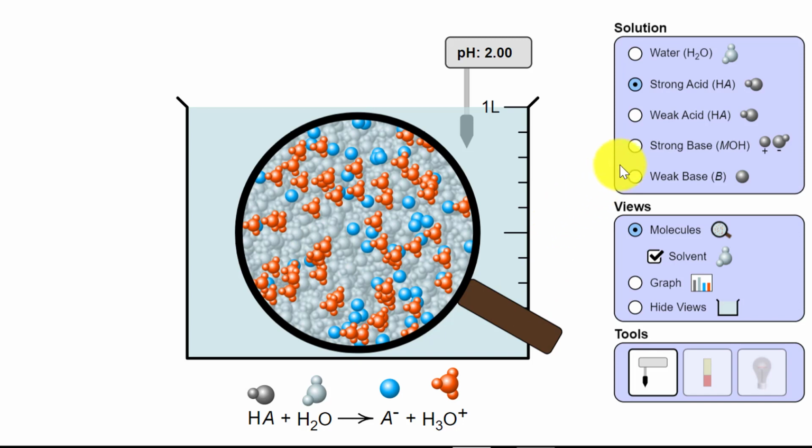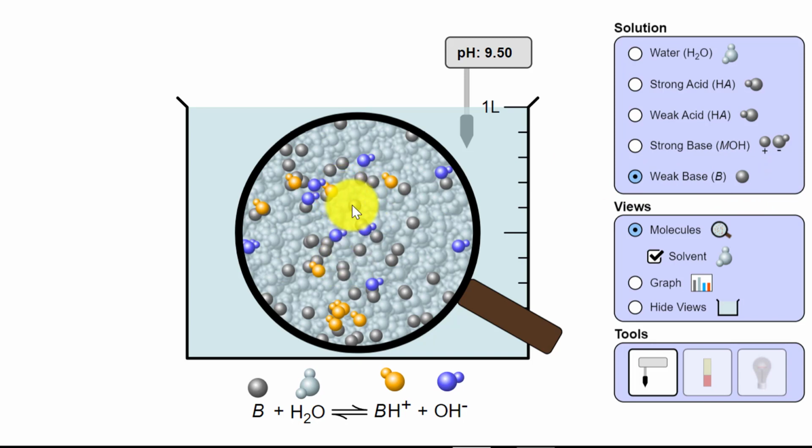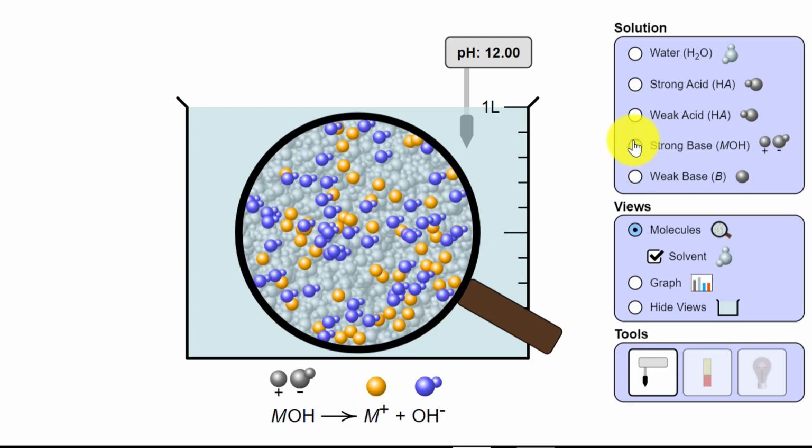And the same thing with a strong base. Now let's look at a weak base first. This is the base right here. Notice how we still have some of the base left. We actually have a lot of the base left. But let me bring this into a strong base. Look what happened. We don't have any more of this left. It's all in colorful form. Notice how a strong base is completely dissociated in water.